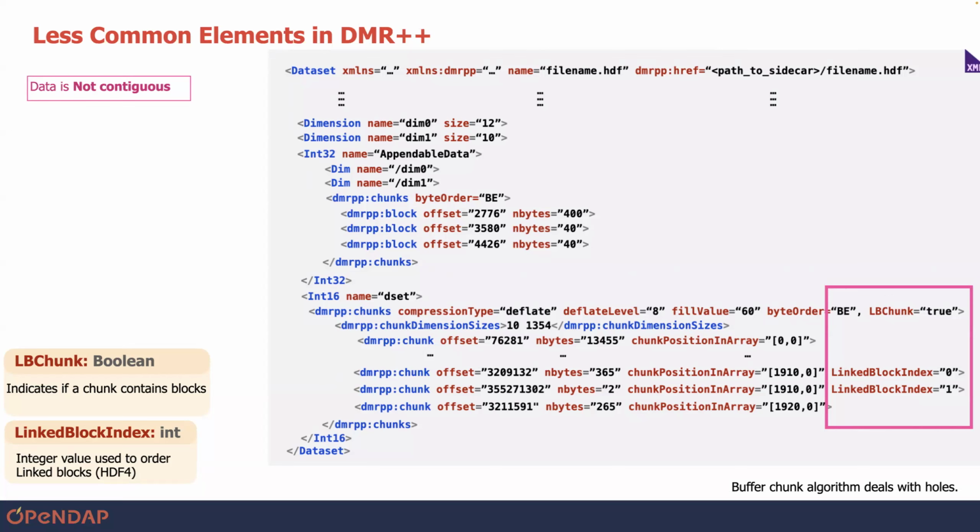This also shows something about the nature of chunked data in general. We have a tendency to imagine that chunks are always contiguous, and this is not the case. There can be large spaces between the different chunks that make up the data for a particular variable.